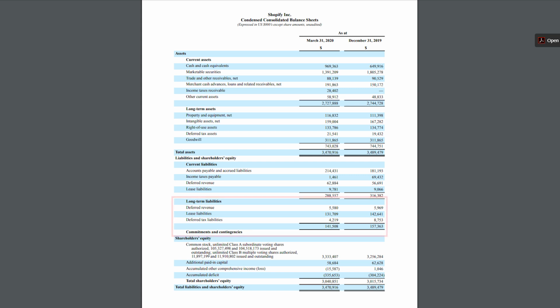And you may be looking at these long-term liabilities and noticing one major thing missing, and that is long-term debt. And if you look at the current liabilities, another thing that might be missing is essentially any sort of debt payment. And that is because Shopify does not hold any debt. This is a company with nearly $1 billion in cash, $0.7 billion in current assets, and they hold no debt.